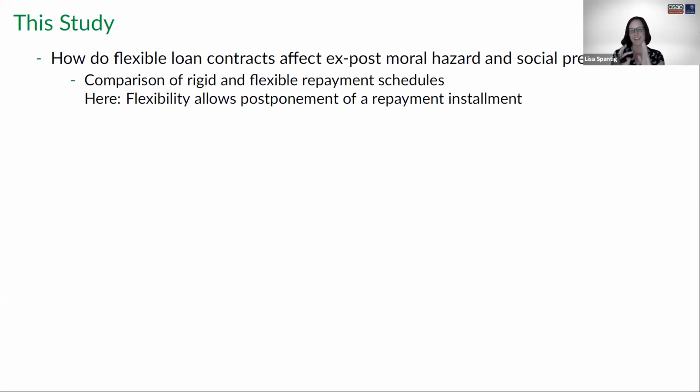So this is the slide that summarizes the study in a nutshell. The main question we are after is, how do flexible loan contracts affect this choice not to repay, ex post moral hazard, and social pressure? We will be comparing rigid and flexible repayment schedules, where in our case, flexibility allows deferring one repayment installment to the next period.